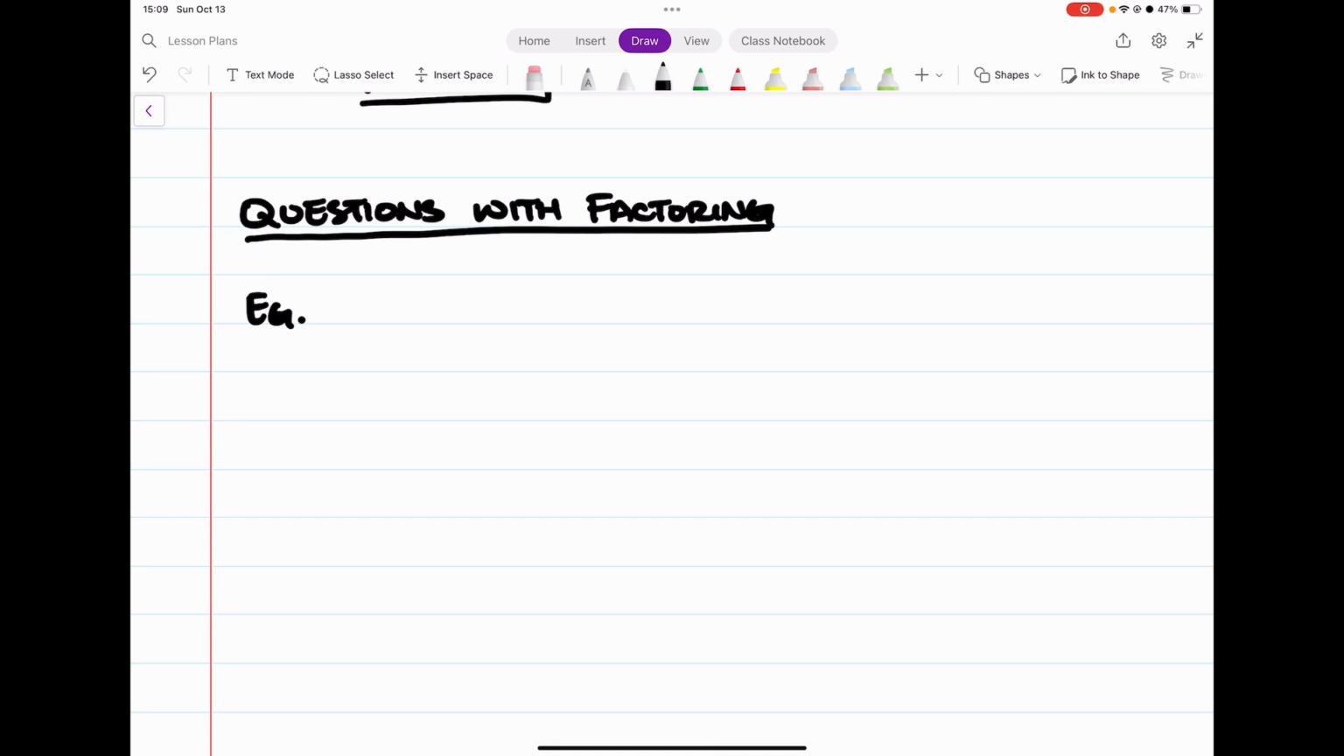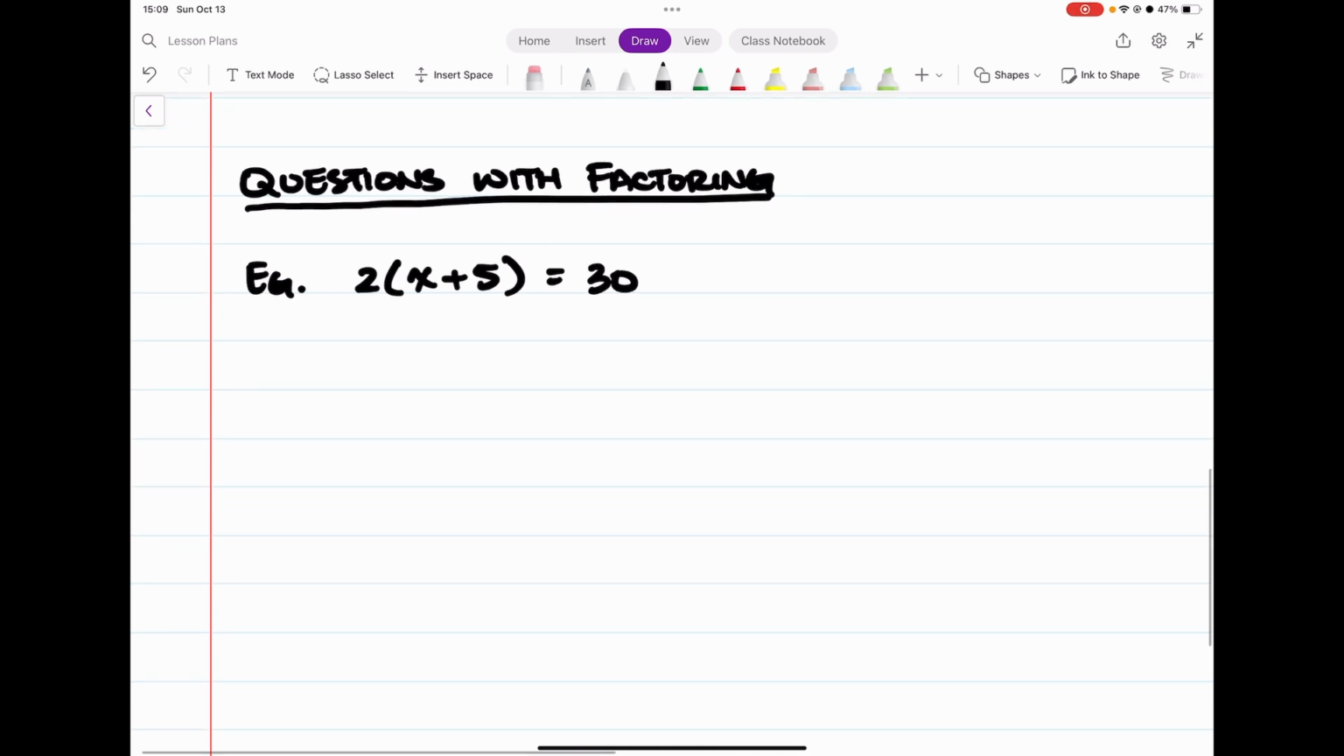So let's just go straight into some examples. I think it would work better if we just did it that way. So 2 parentheses x plus 5, and let's make that equal to 30. All right, so we're going to do this in 2 different methods. I'm going to write down method 1.